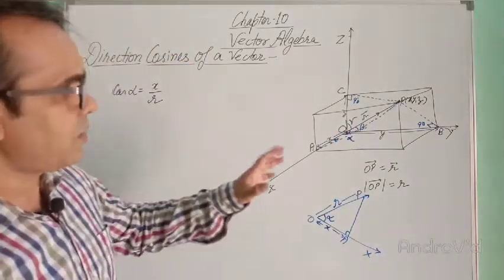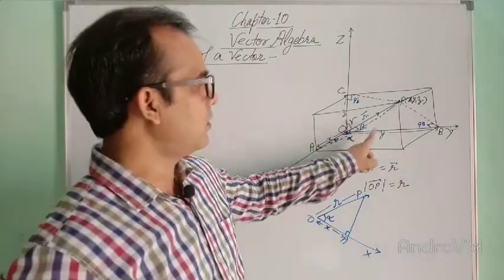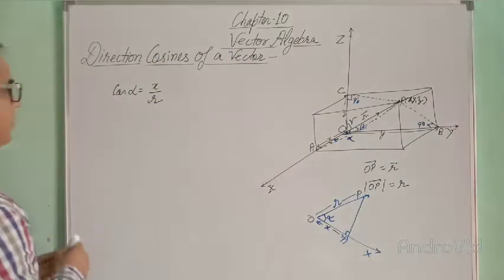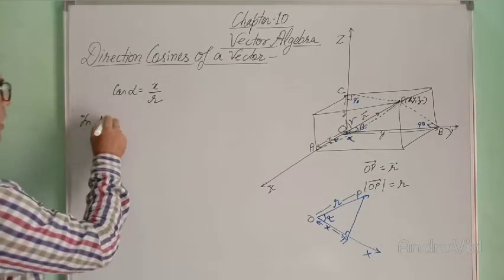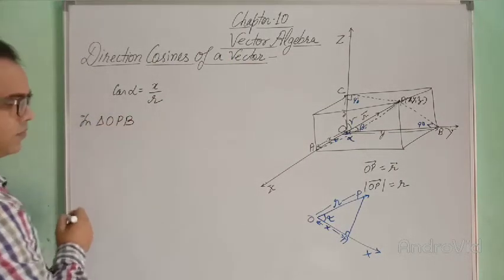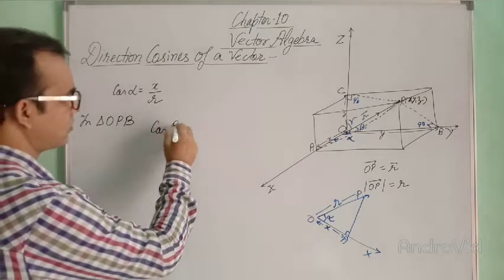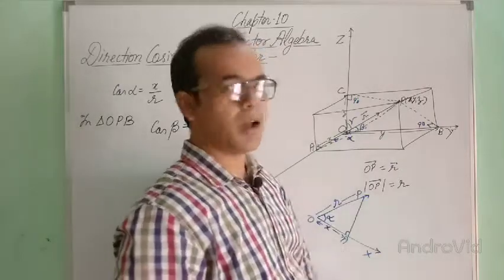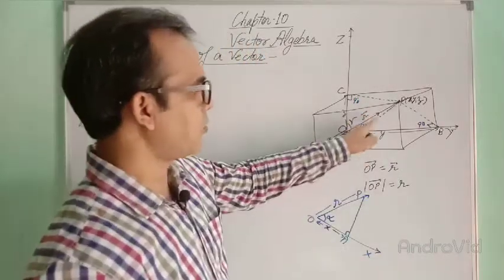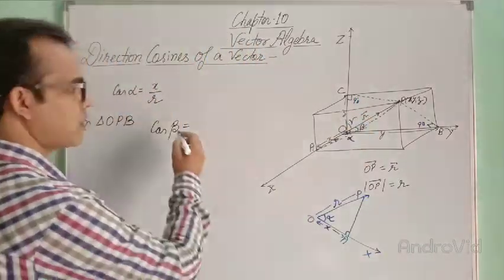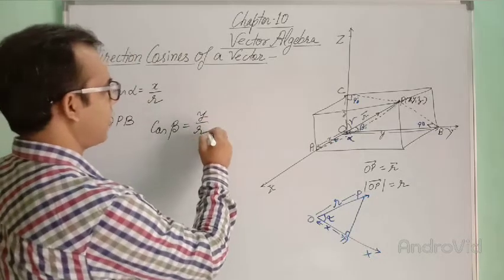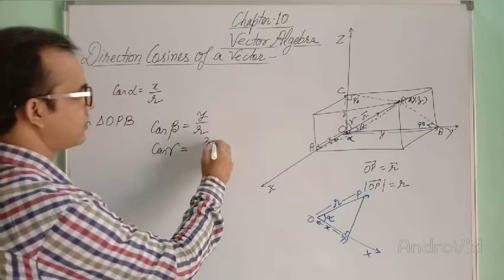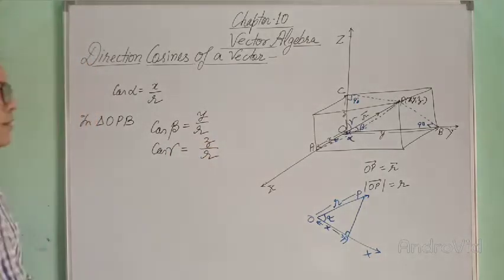Clear? The same way we can get the value of cos beta here in this triangle OPB. In triangle OPB, cos beta equal to, for this base is y and the hypotenuse is R. So cos beta equal to y upon R. And same way we can get the value of cos gamma, that is z upon R.